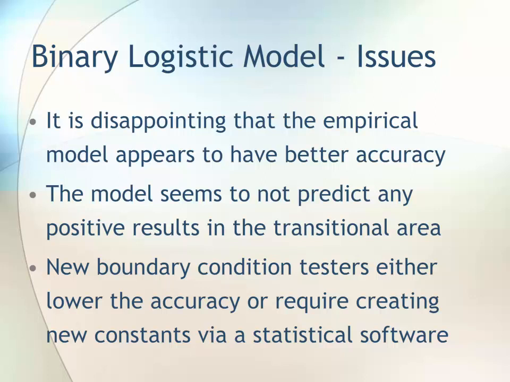As new boundary condition testers come in, if you find one in between the existing ones and one tests positive, this will either cause your accuracy to go down because it'll miscall one or two testers, or it requires you to run the model again with a new boundary condition tester to get your new constants.